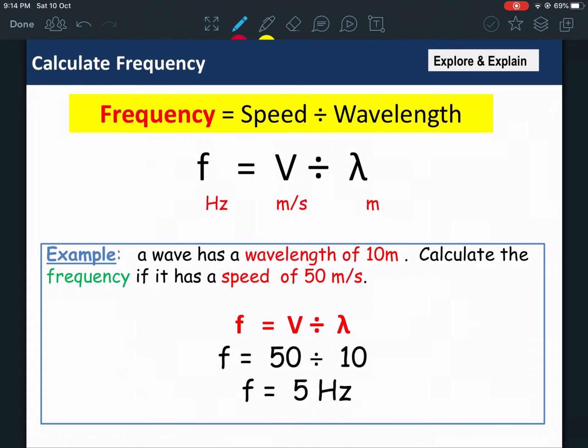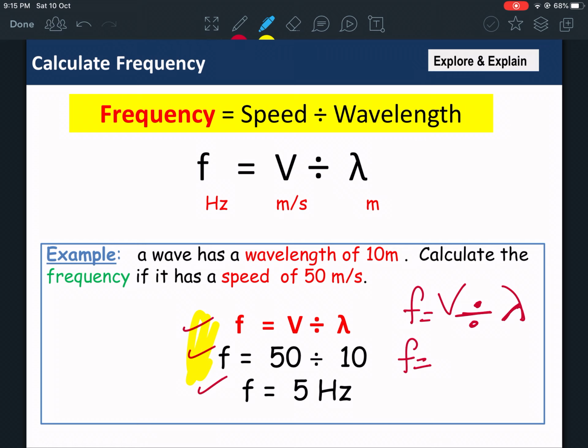So I tell you to calculate the frequency, and I tell you here a wave has a wavelength. So the wavelength here is 10, and it has a speed of 50. So the V is 50. And I tell you to calculate the frequency. So you get the formula for them. So you have to know the formula. If I want to calculate the frequency, it's equal to velocity, which is speed, divided by wavelength.